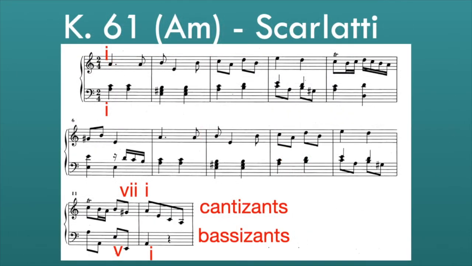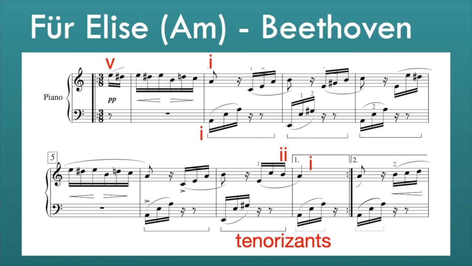Now, when a piece doesn't start on the first beat of the measure, the first note of the piece will also follow the rules of the opening. Sometimes I call this a pre-opening. Let's see some examples. One of these cases is Für Elise by Beethoven.